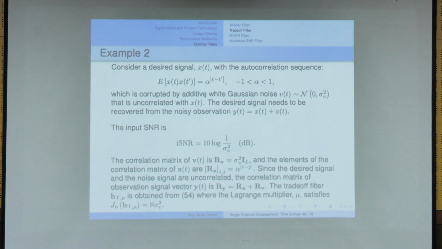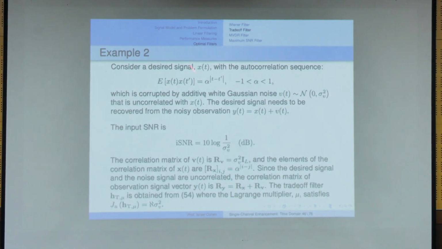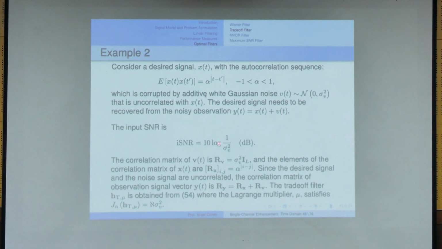In the assignment, you can add different types of noise, whatever you like, okay? But here it's simple. And then we have the measurements of the signal. So the input SNR, we can compute it like this. Rv, the correlation matrix for the noise, is sigma v squared multiplied by the L by L identity matrix, because it's white noise with the variance sigma v squared.